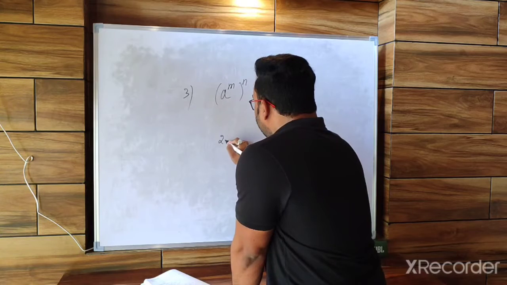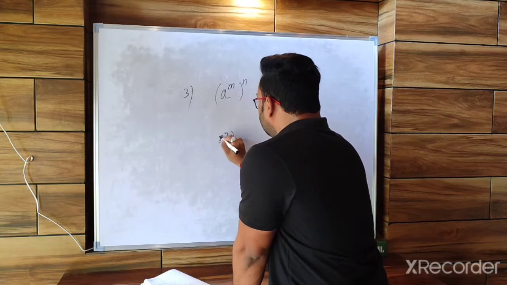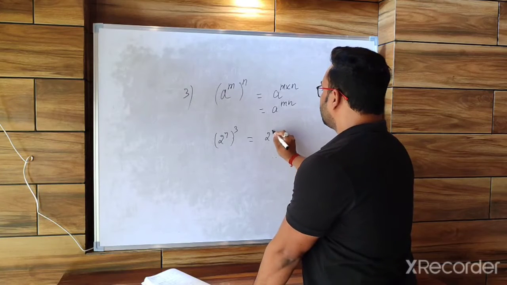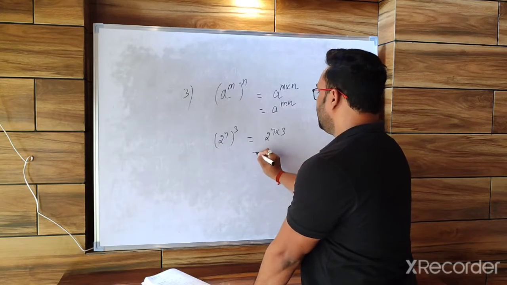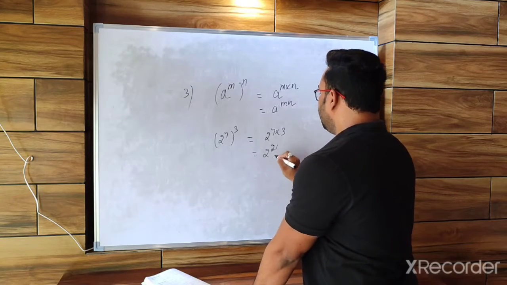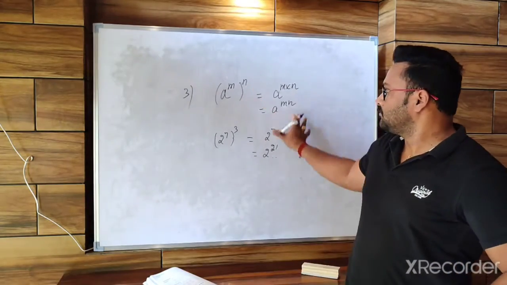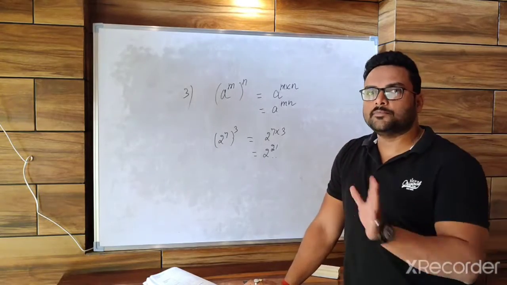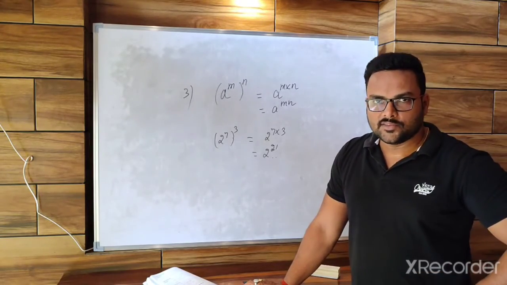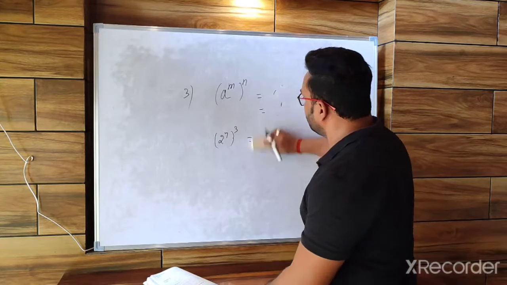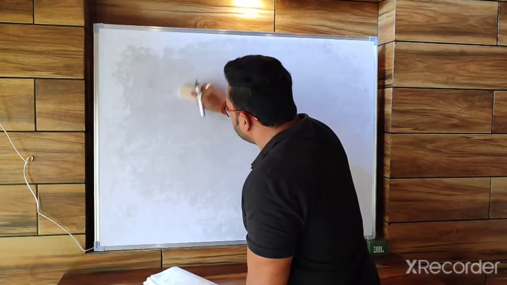Suppose 2 to the power 7, whole to the power 3. So 2 to the power 7 into 3, which is 2 to the power 21. So understand it, because all these properties we are going to use in our exercises given in the book. Okay. Next, property number 4.